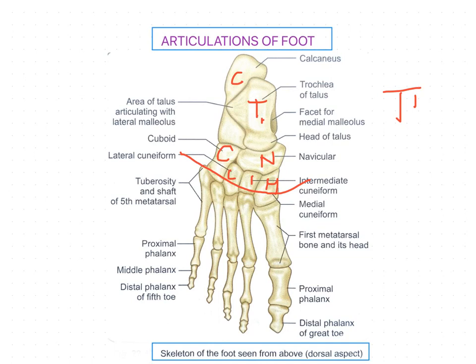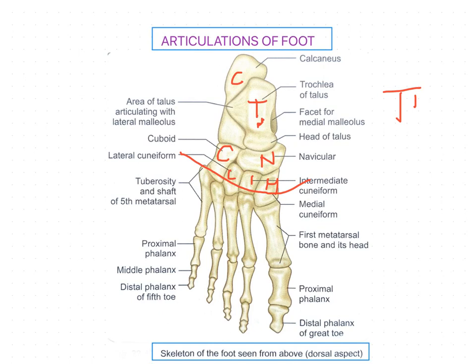It articulates above with the tibia and fibula, forming the ankle joint, and it rests on the base formed by the rest of the tarsal bones below. That means this talus bone is located somewhat above when compared to the remaining tarsal bones.